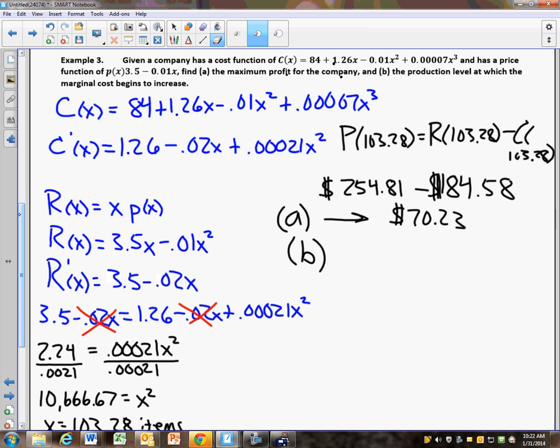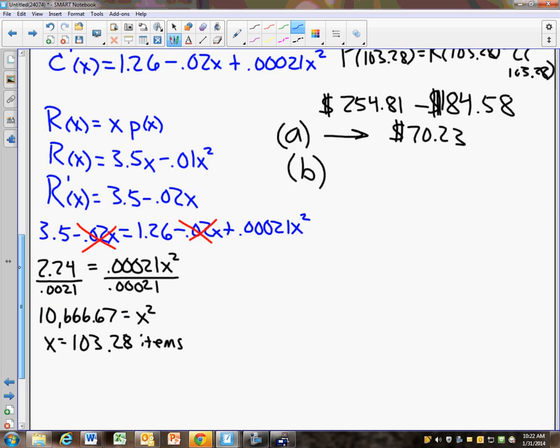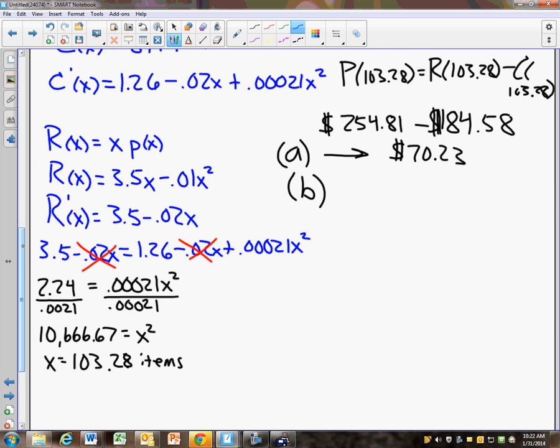You already have the first derivative. First derivative is right here. Let's take the second derivative. C double prime of x is equal to what? -0.02 plus 0.00042 x.